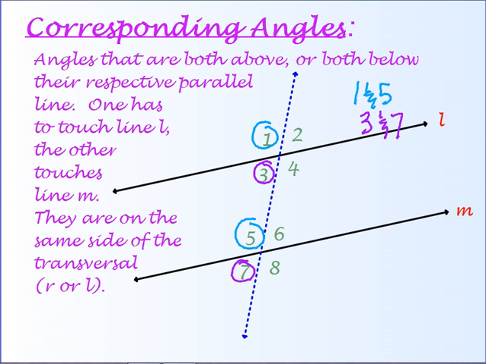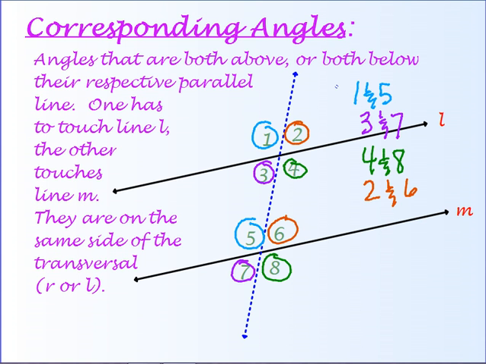The next set we want to look at is 2, and what's its corresponding angle? 6. Now they're both above their own parallel line. 2 is above line L, 6 is above line M, but this time they're both to the right of the transversal. So what's our last pair of corresponding angles? 4 and 8. 4 and 8 would be a set of corresponding angles. I forgot to write down that other pair of 2 and 6.